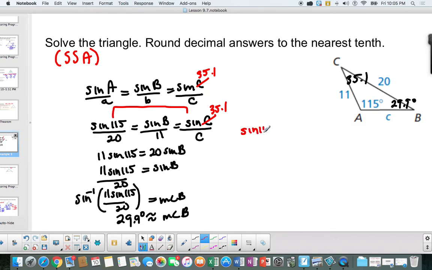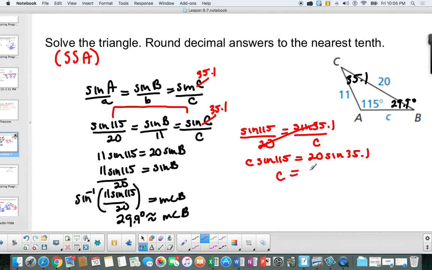So I'm going to write sine of 115 over 20 is equal to the sine of 35.1 over C. I'm going to cross multiply. And so this is going to be C times the sine of 115 equals 20 times the sine of 35.1. And then C is 20 times the sine of 35.1 all over the sine of 115. The calculator can take this. So don't go to your calculator until you get to a point that you have everything to one side. And when I put that quantity in the calculator, I get C to be approximately 12.7.